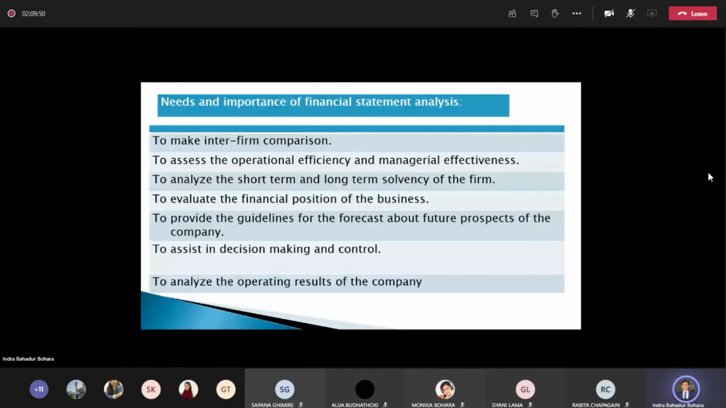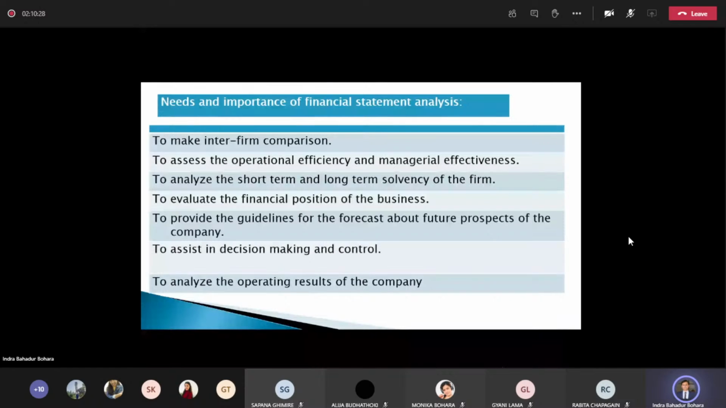In this way, figures are not important for decision making and comparison. Therefore, intercompany comparison regarding profitability, financial position, liquidity, and solvency position can be possible from financial statement analysis. Similarly, to judge the profitability position and managerial efficiency and effectiveness of the company with respect to profitability, liquidity, solvency, and growth can be calculated.